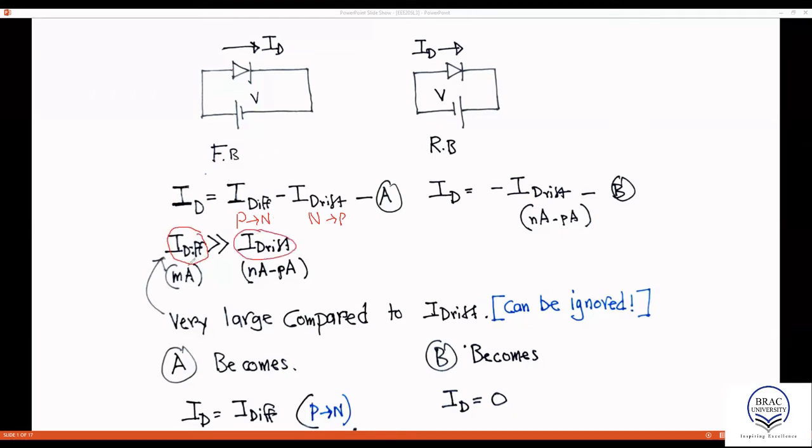because the diffusion current is due to the majority carriers and the drift current is due to the minority carriers. And we already know the majority carrier concentration is very high compared to the minority carrier. So therefore, the diffusion current is roughly 10 to the power 6 times bigger than the drift current component. Just to give you an idea, if the diffusion current is measured in milliampere, the drift current is generally in the nanoampere to picoampere range.